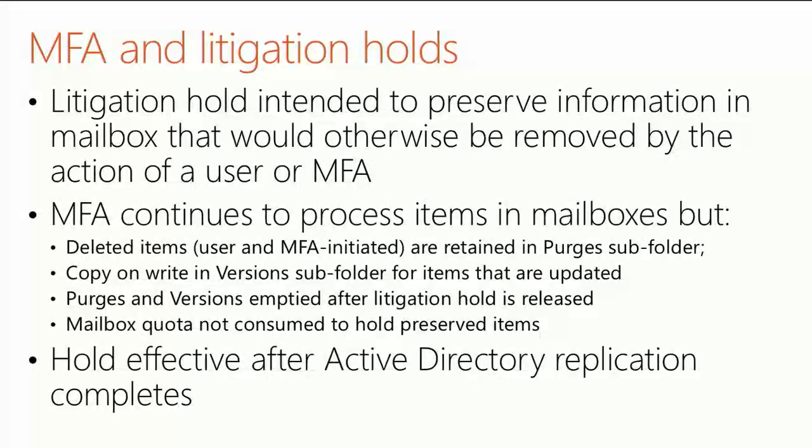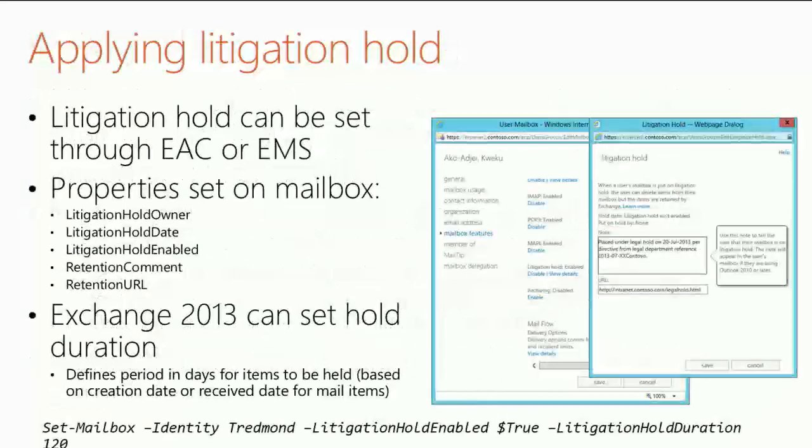So in most organizations, holds are going to be effective pretty well immediately because of the state of play of Active Directory replication that we have now. So to apply a litigation hold, here you go. It can be set through EAC or EMS. And the properties that are set on the mailbox are these ones. The hold owner. Who set the hold?